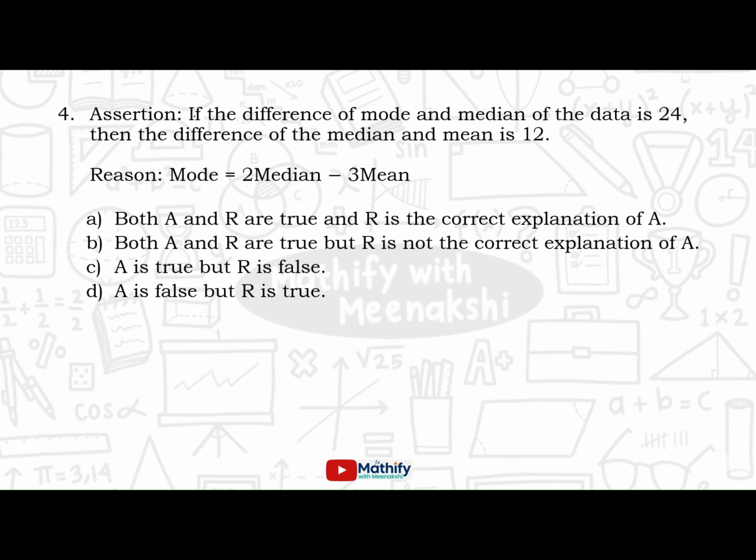Now the fourth question. The difference of mode and median of the data is given, that mode minus median is 24. Now you have to find median minus mean. You have to check is it 12 or not. So how can we find median minus mean? What we'll do, we again use the empirical formula, like thrice of median is equal to twice of mean plus mode. See here carefully, we want median and mean. We don't want mode here. So just substitute the value of mode.